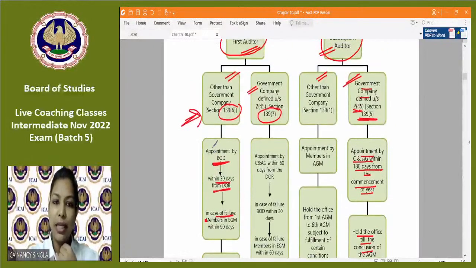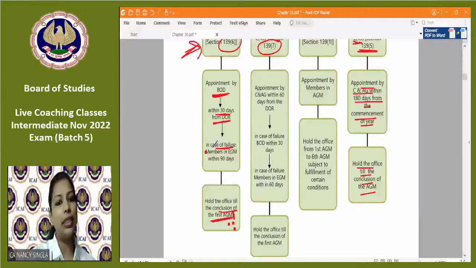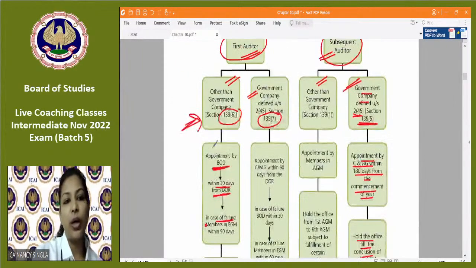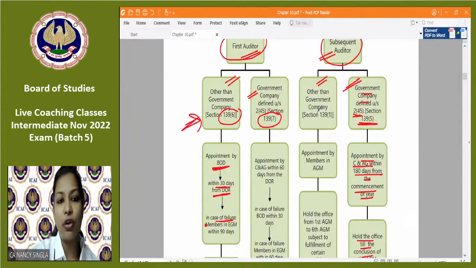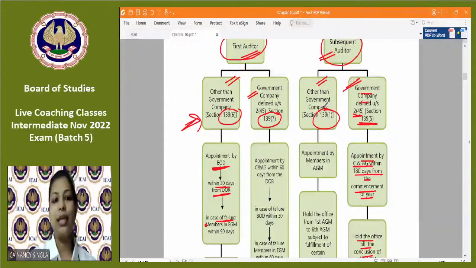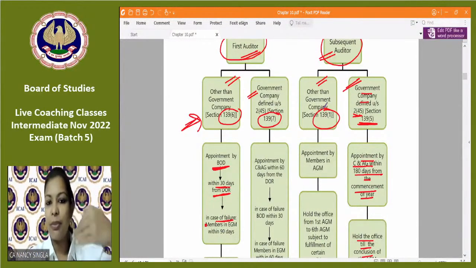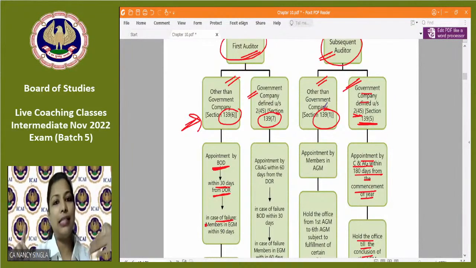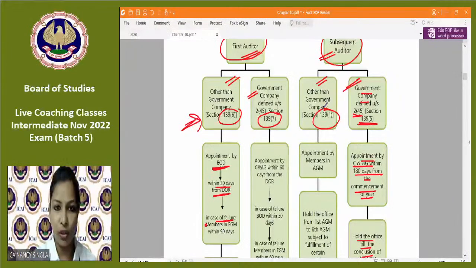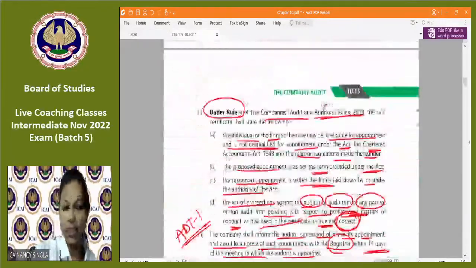Subsequent auditor, पहले government company का देखते हैं. 139 subsection 5 within 180 days करना है from the commencement of the year till the conclusion of the AGM. That's it. With respect to section 139 subsection 1, subsequent auditor of other than government company, members को करना है every AGM में, है ना? That meeting as being the first AGM and till 6th AGM, that is 5 years के लिए appoint हो गया. But उसके लिए कुछ conditions है. What are those conditions? एक written consent लेना है.